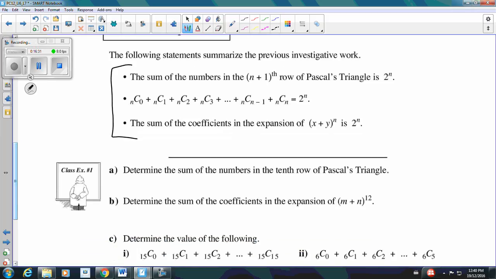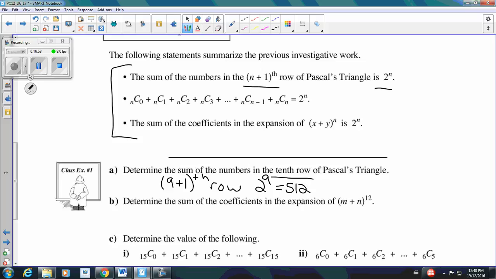Determine the sum of the numbers in the 10th row of Pascal's triangle. So remember, it says the sum of the numbers in the (n plus 1)th row is 2 to the n. So that means we're talking about the 10th row. That means we're looking at the 9 plus 1th row. So the sum is going to be 2 to the 9, which is 512.